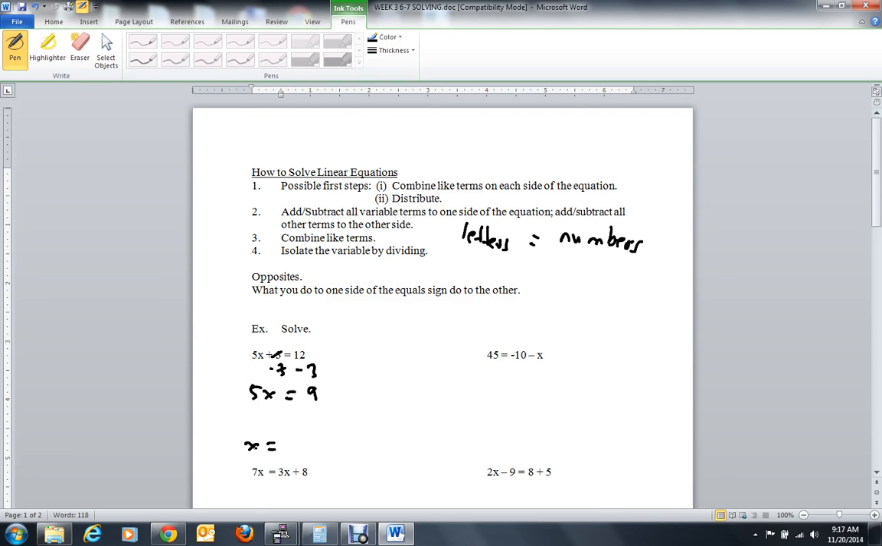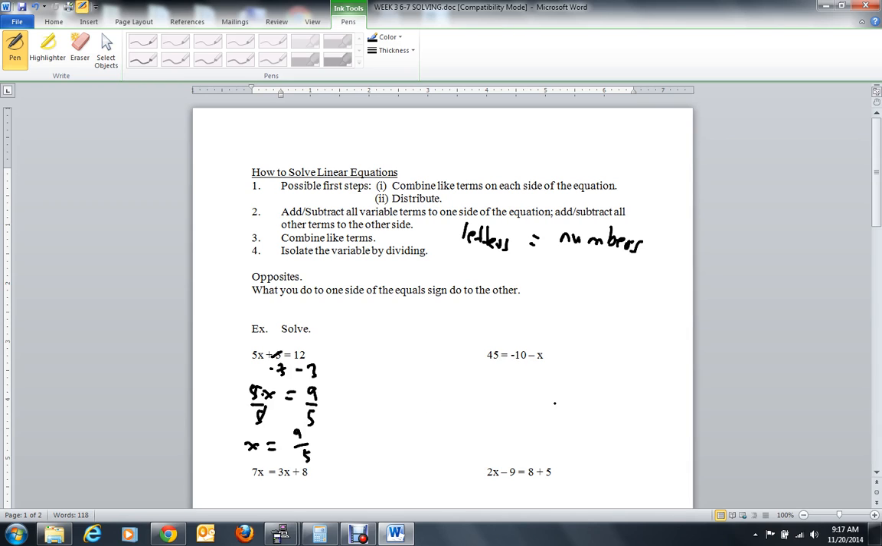Now I'm getting closer to my goal of x equals, so all I need to do is get rid of that 5. Now it is 5 times x. Since it is multiplication, I'm going to divide both sides by the number in front of the x, which is 5. These 5's cancel, and it leaves us an answer of 9/5. Keep it as a fraction. Let's come over here and do this next one.